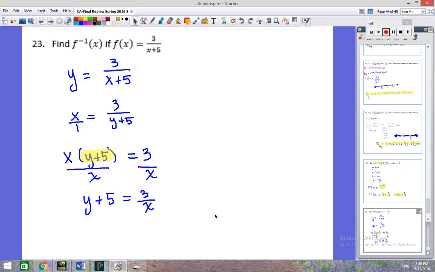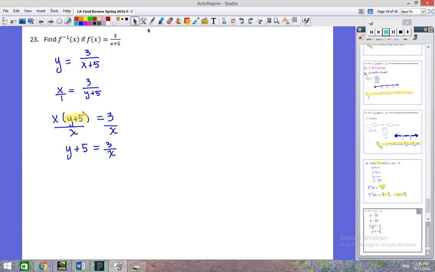Now, to get the y by itself, the inverse of adding 5 is to subtract 5. So if we subtract 5 from both sides, that'll cancel. We have y is equal to 3 over x minus 5. Now, it's not going to be written like that. They're going to use this inverse notation and write it as 3 over x minus 5.